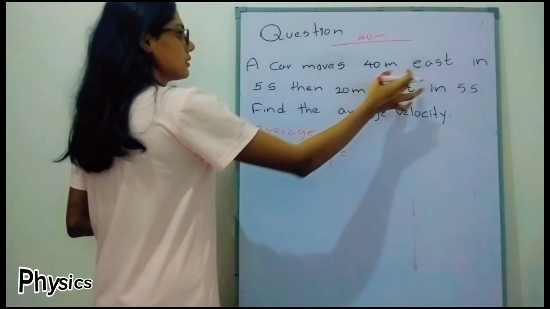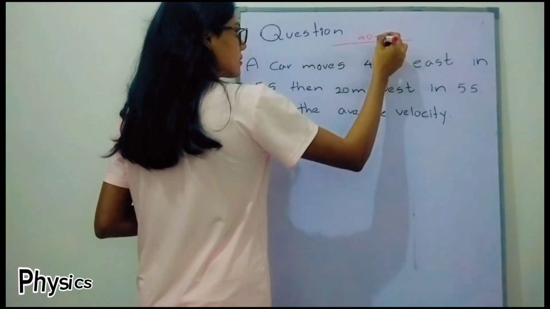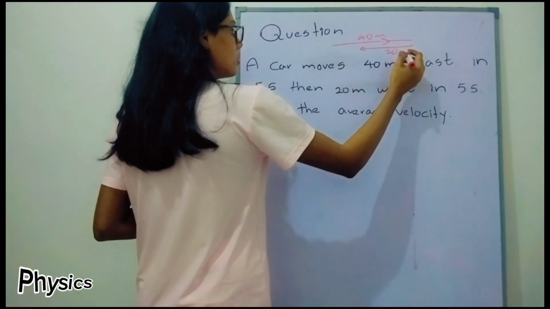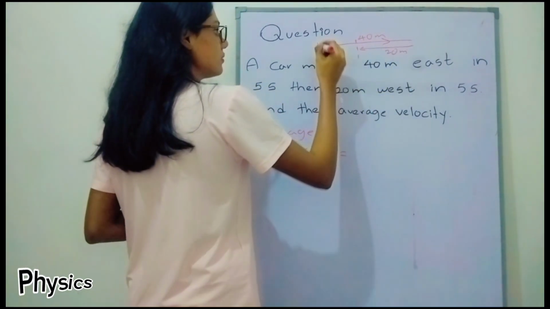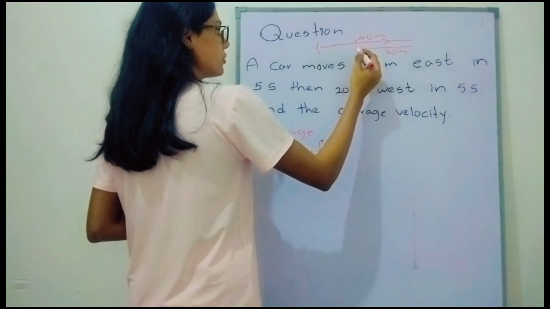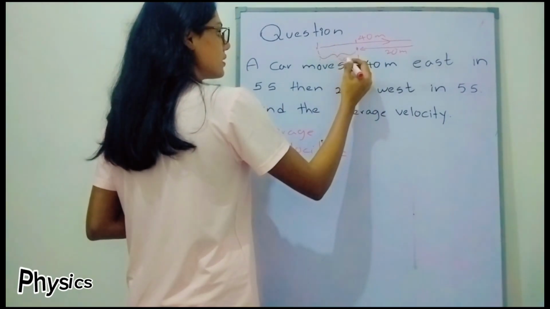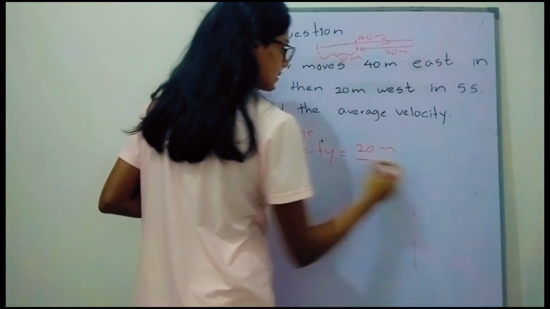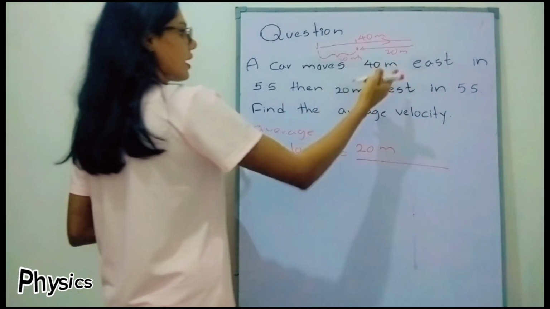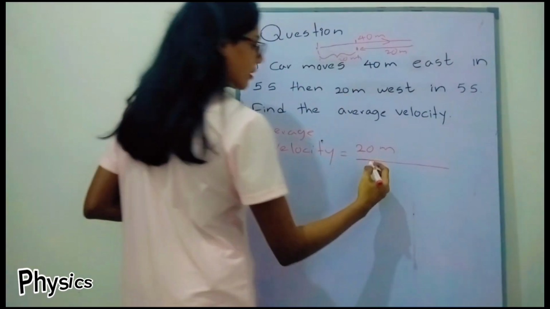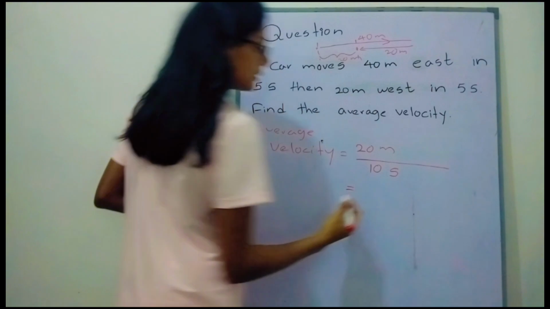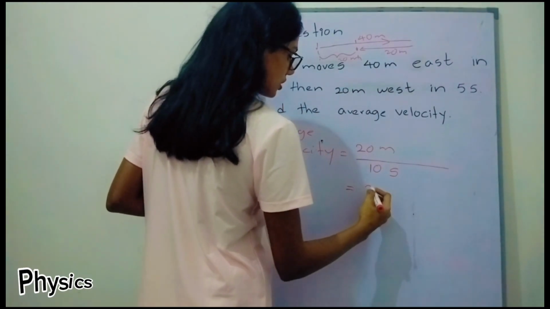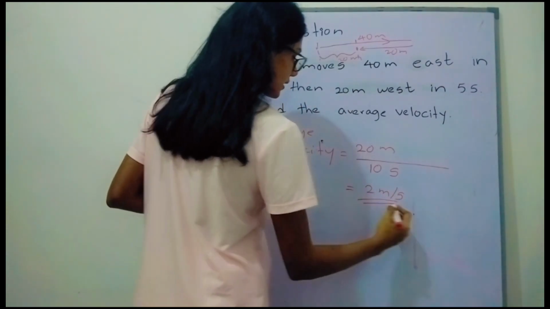and then 20 meters west. From the starting point to the end point we have 20 meters. So the total displacement is 20 meters. And the total time: here we have 5 and here also we have 5. Altogether we have 10 seconds. So the average velocity is 20 divided by 10, which is 2 meters per second.